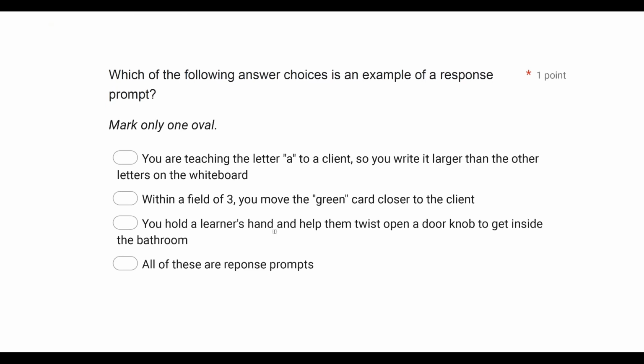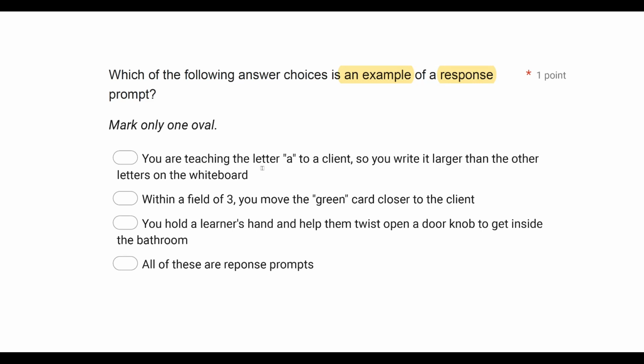Which of the following answer choices is an example of a response prompt? Remember, we have stimulus prompts and we have response prompts. Stimulus prompts act directly on the stimulus of interest. So things like positional prompts, where we're changing the location or changing the size of the prompt. Response prompts act on the response themselves: physical prompts, model prompts, verbal prompts. So we need an answer choice that is an example of a response prompt.